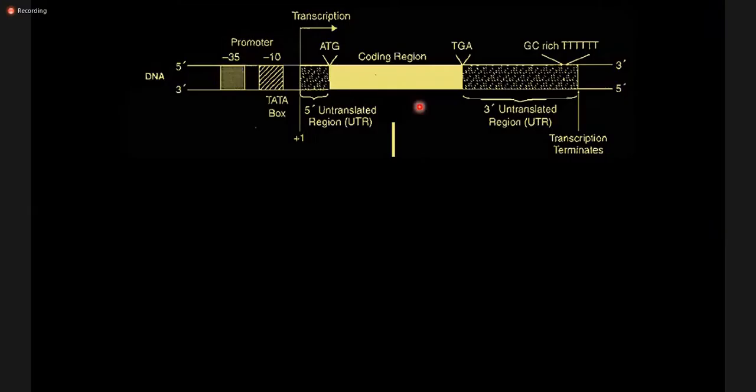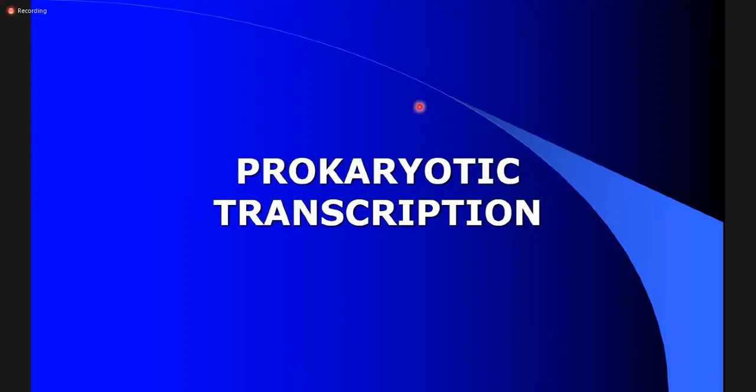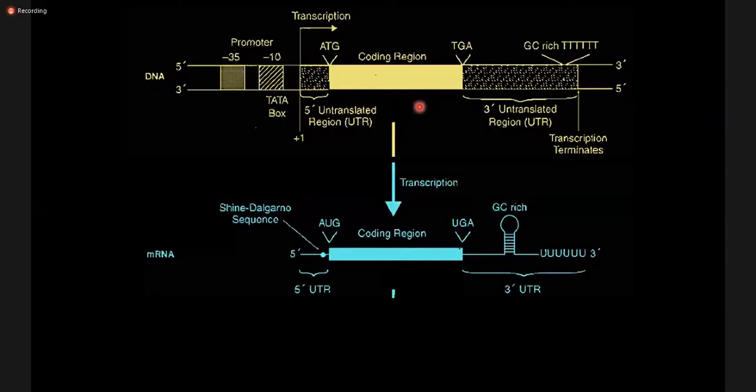In prokaryotic transcription, it's a little bit different. As you can see here, the prokaryotic transcription unit starts from the start site to the termination site, and we have some promoter regions at -10 and -35 regions, and then in the center we have the coding region, and then we have some untranslated regions also. So after the transcription, the whole messenger RNA is transcribed, containing the 5' region and the 3' region.